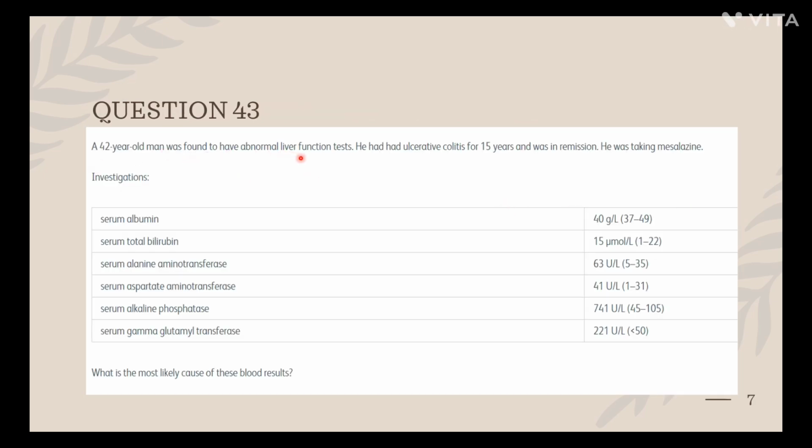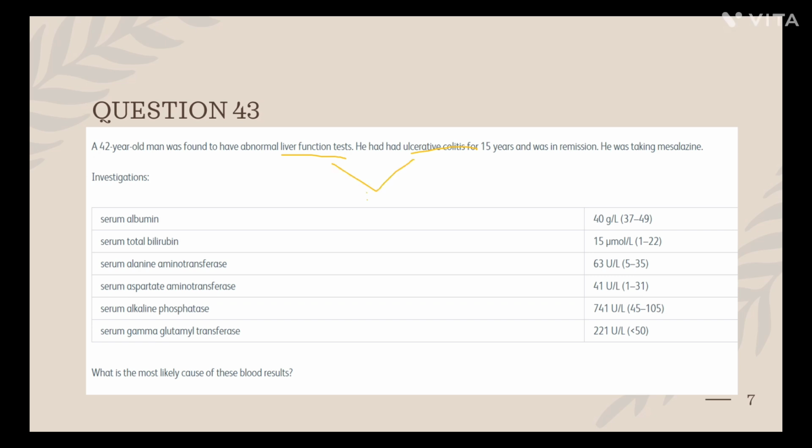A 42-year-old man was found to have abnormal liver function tests. He had ulcerative colitis for 15 years, was in remission and was taking mesalazine. So here they are trying to connect liver function with ulcerative colitis. You know what the connection is?